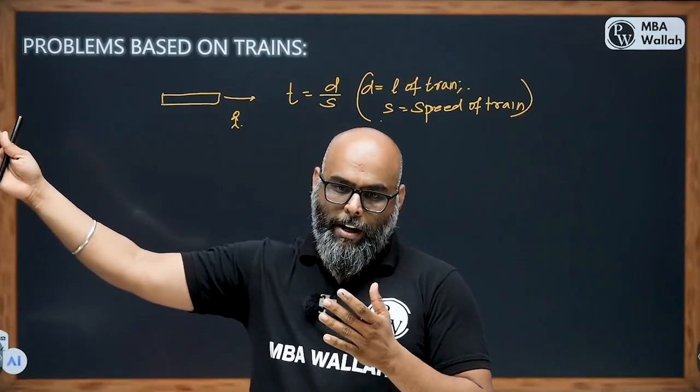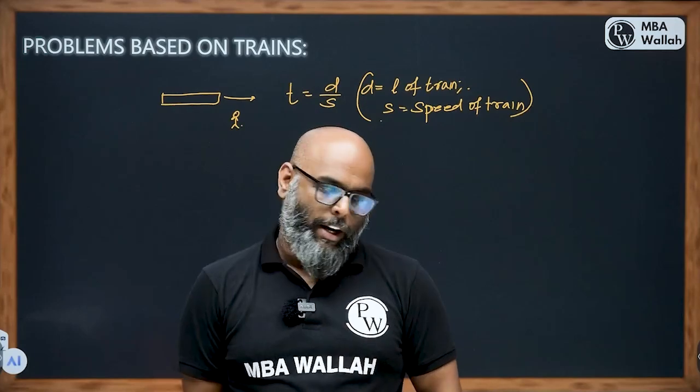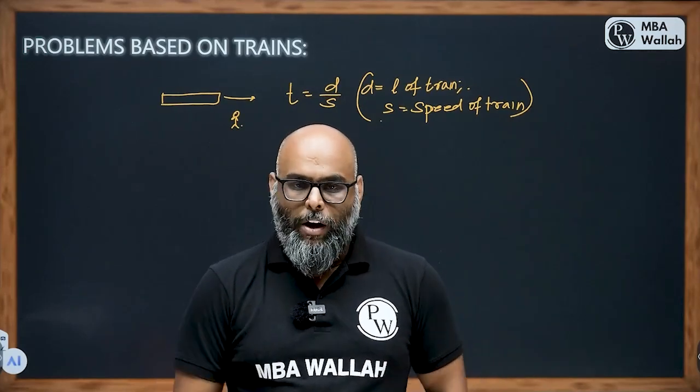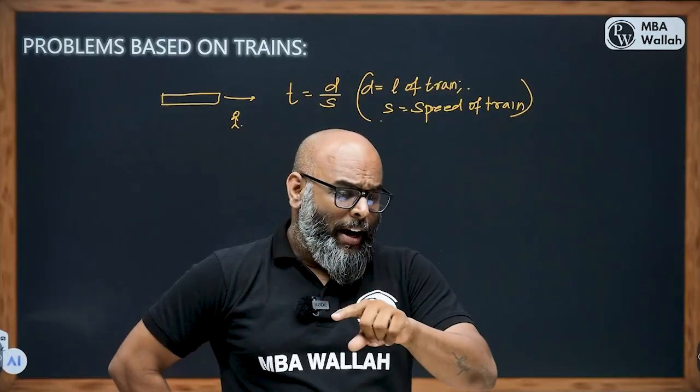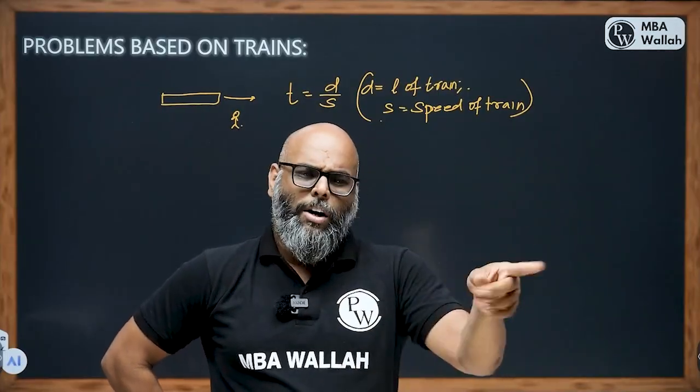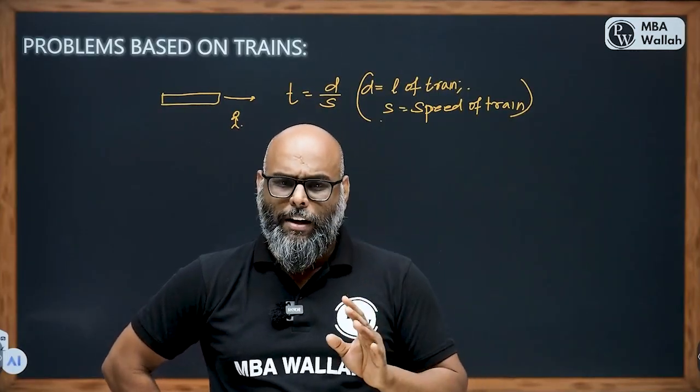Trains will be 250 meters, 150 meter long trains, 100 meter long trains. This 1 meter, we really don't worry about it. It's negligible. But what if a train is crossing a platform or a tunnel or a bridge for that fact?